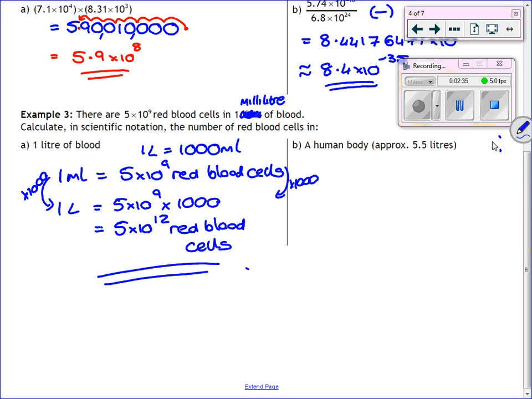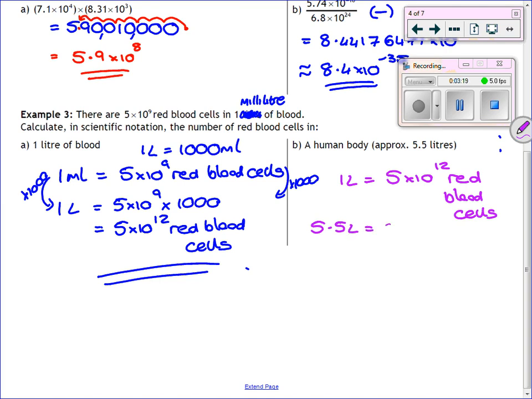In example 3b now, it's a lead on from part A. It says, well, if we know how many red blood cells are there in 1 litre, how many red blood cells would we have in a human body? And I think here they're just taking an average human-sized body, and it's approximately 5.5 litres. Well, if I know that in 1 litre we have 5 times 10 to the power 12 red blood cells, well, the human body has 5.5 times that.